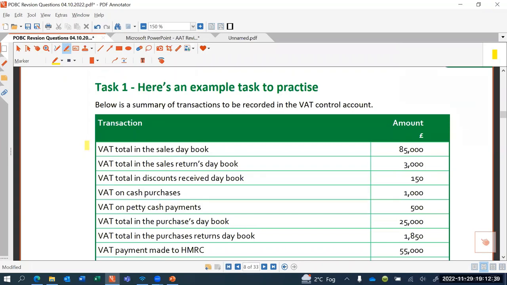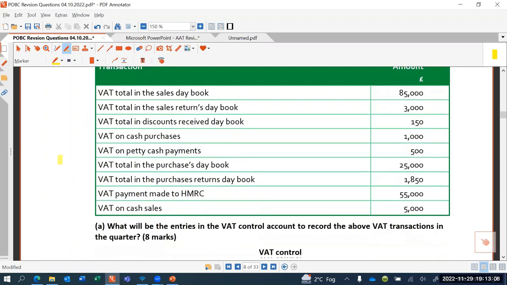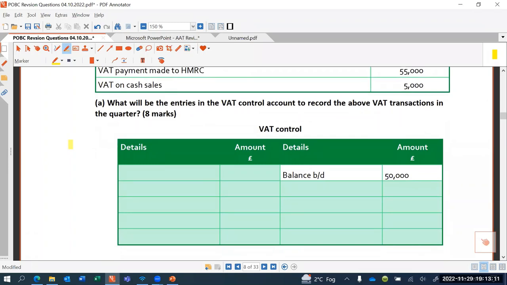Right. So here we are, task number 1. As an example in the assessment, this task is worth 10 marks. What does it tell me? It says here is a summary of transactions to be recorded in the VAT control account. So straight in there, probably with what I would consider to be one of the more tricky control accounts. Here is a summary of transactions. It's a list, really, of transactions that need to be recorded in the VAT control. And part A says, what will be the entries in the VAT control to record the above VAT transactions?